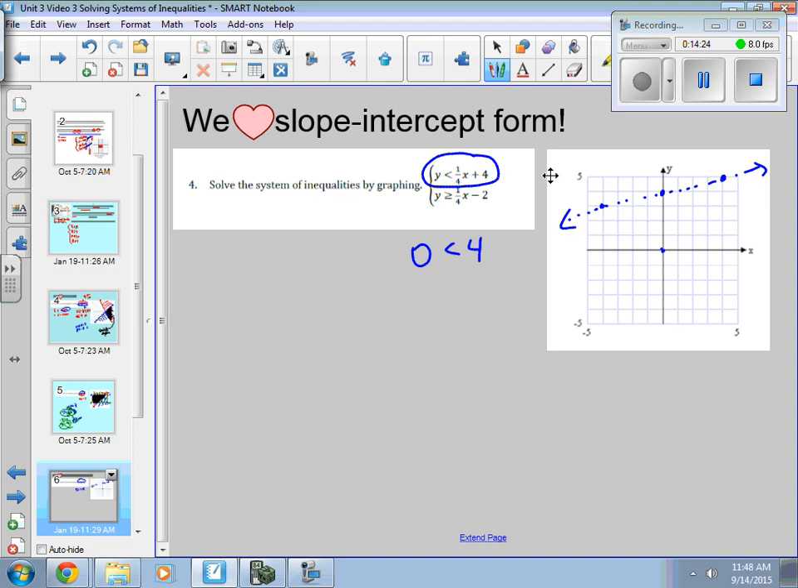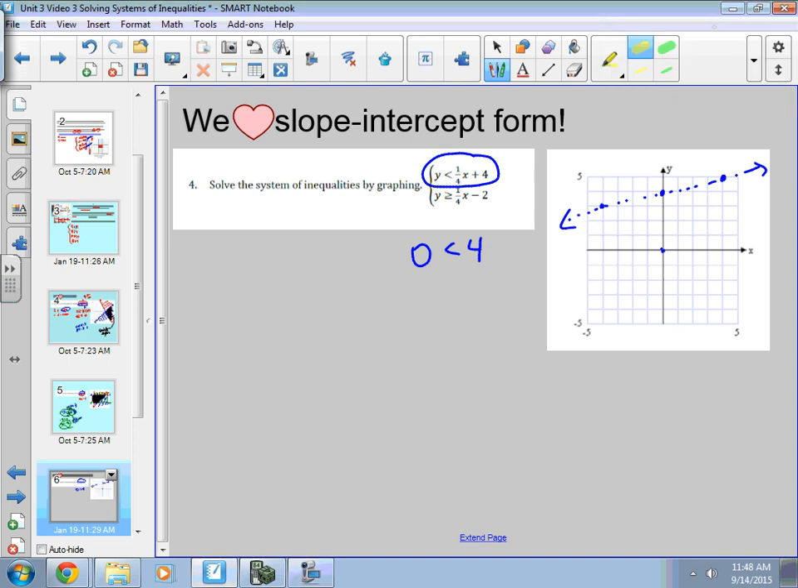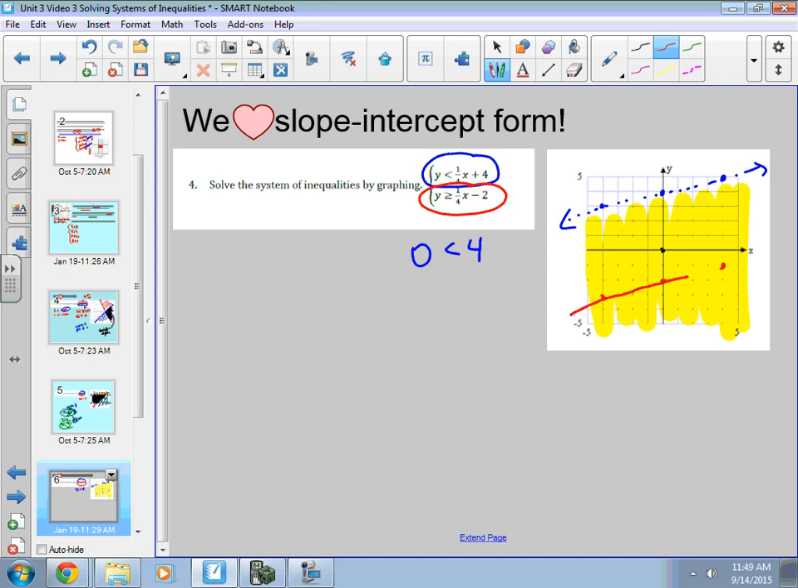So we'll do some shading here. So we'll shade everything here. Okay, for that one. For our next line, start at -2. Slope is again up 1/4. So we know that these two lines are parallel. These two lines are not going to intersect.